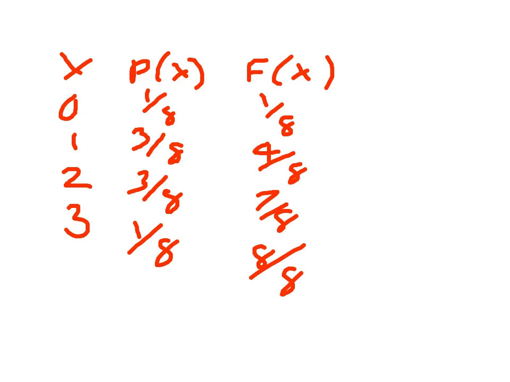So here I've written out the distribution x, probability of x, and then f of x. And we note that f of 3 will always come to 1, where 3 in this particular case is the highest value. So f of our highest possible value will always equal 1. And this is a useful thing in a difficult question later on.